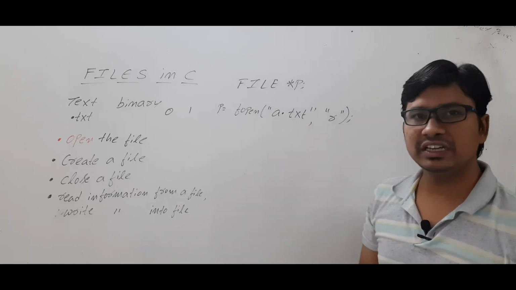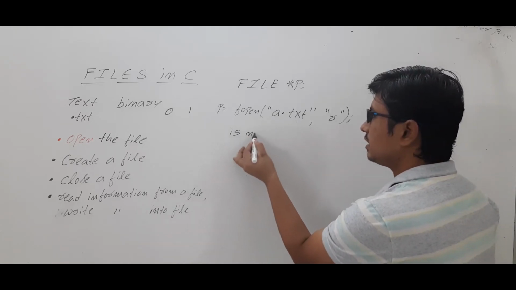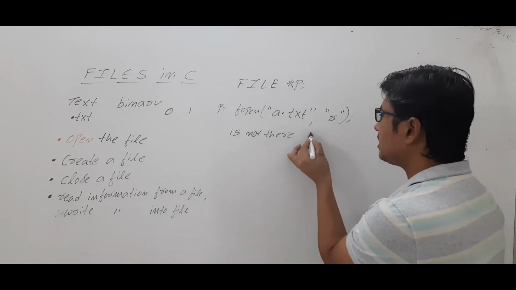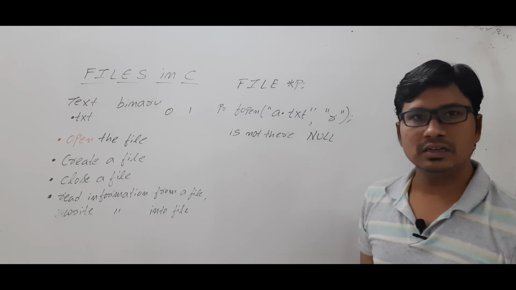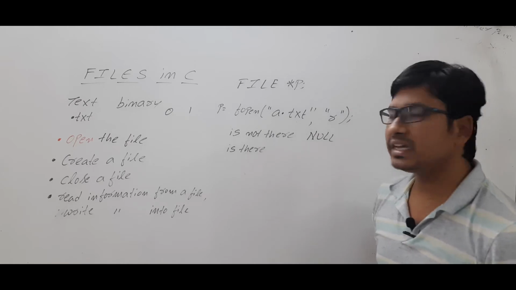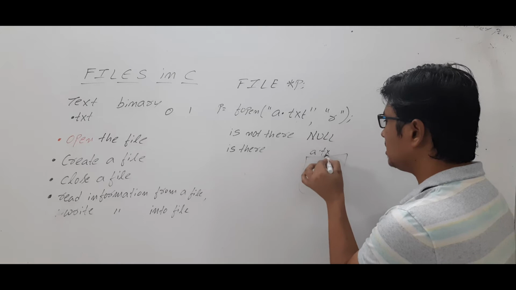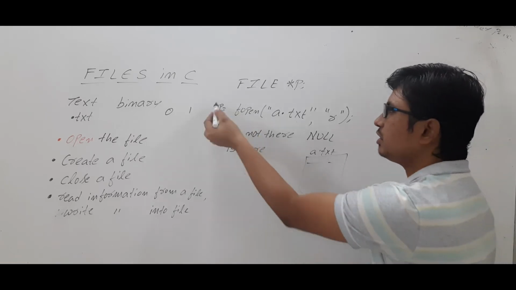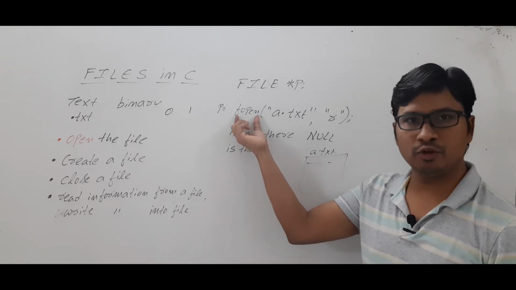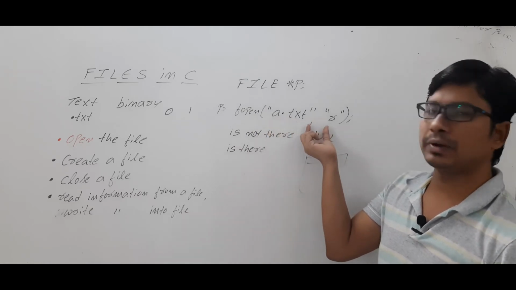Now if you specify it as read mode and the file is not there, such as a.txt is not there, then it will return the value null. Is it clear? If the file is there with some information, the base address of the file will be given to the pointer p. So I hope you have understood the purpose of the fopen function. It is useful for you to open the file with the file name and the particular mode.